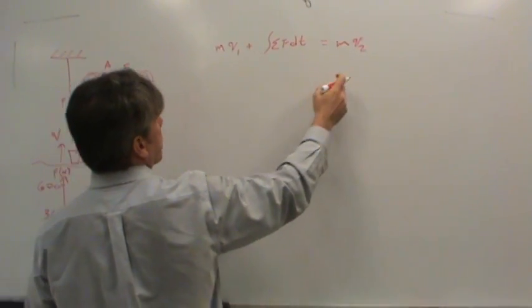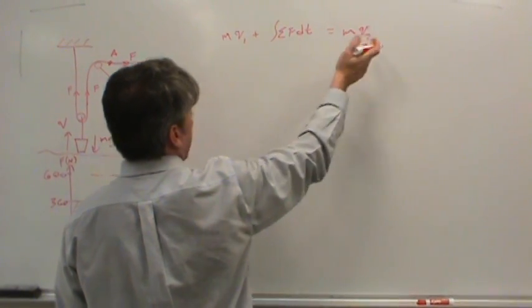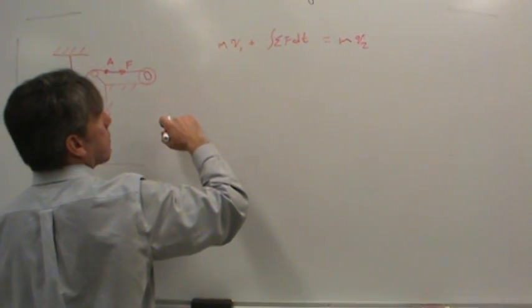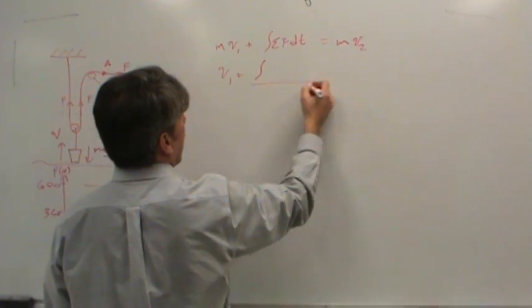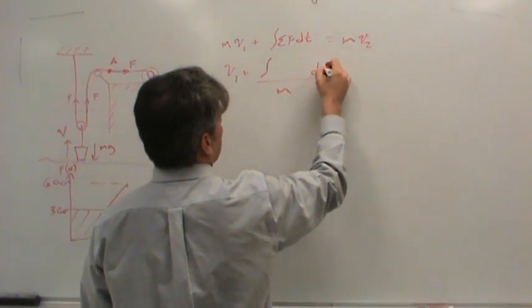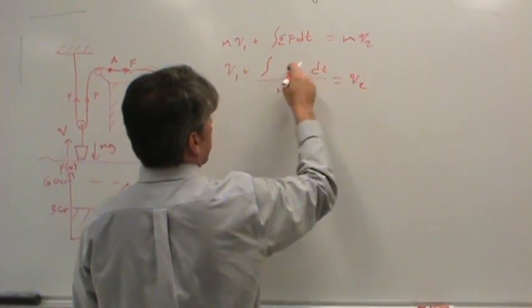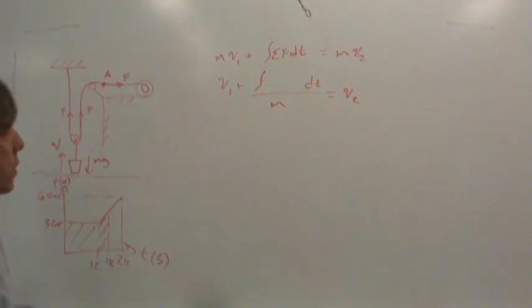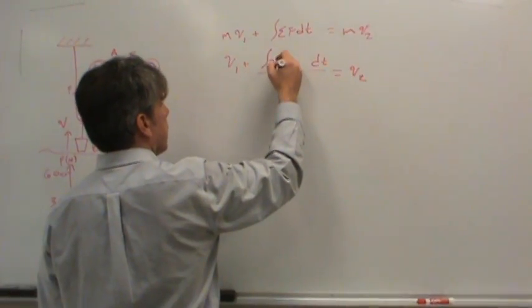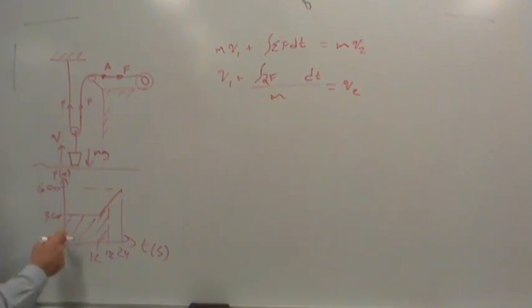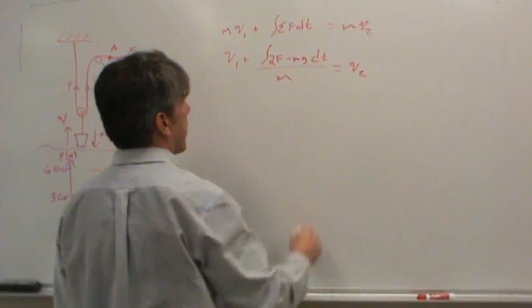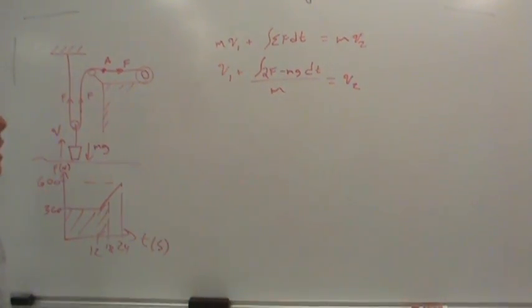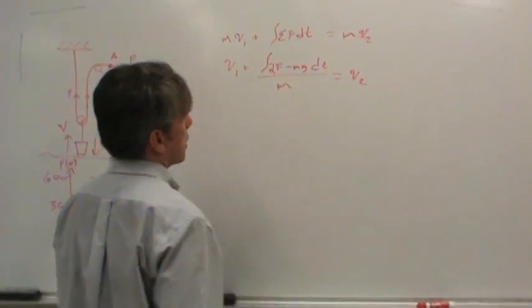Let me rearrange this a bit because we're just interested in the velocity after the time has elapsed. So we'll write V1 plus the integral over mass with respect to time is V2. Now the forces, we have to sum all of the forces. There are in fact 2F, basically, the area beneath this curve. We can figure out that part, but we have to subtract mg. That's the sum of the forces that acts on the bucket in order to change its velocity.